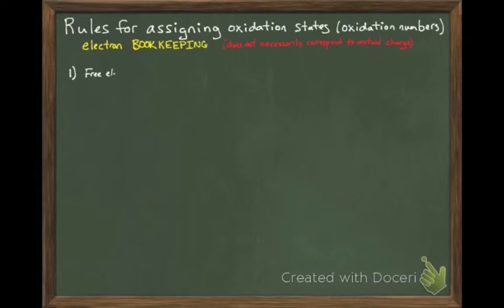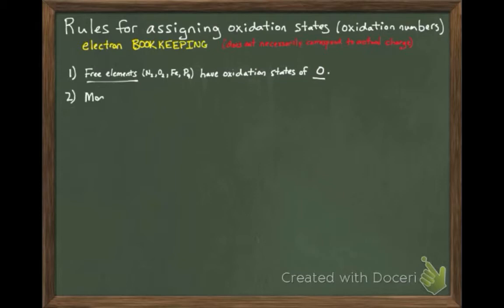Okay, so the first rule, free elements. For instance, nitrogen, oxygen, iron, phosphorus, these have oxidation states of 0. So free elements have oxidation states of 0. And when we do this, we'll write a little 0 above those in the reaction.